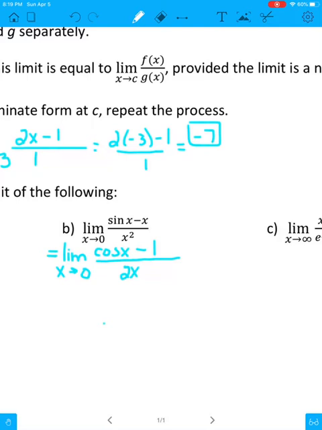So what do I do then? I can't just plug in right now. I have to do another derivative of the top and the derivative of the bottom. And I keep doing that until I can plug in my limit without problems. So I rewrite my limit. The limit as x goes to 0.